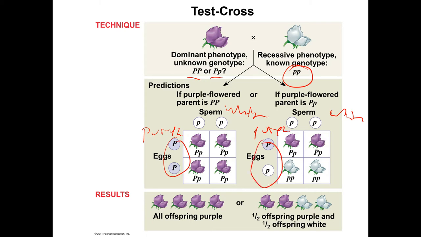If the purple flower is homozygous dominant, then 100% of the offspring will have the purple flower phenotype. If 50% of your offspring has purple flowers and 50% has white flowers, then the genotype of the parent is heterozygous for purple flowers. Based on this outcome, you would take what you observe in nature, compare this to your expected phenotypic ratios, and figure out the genotype of the parent.